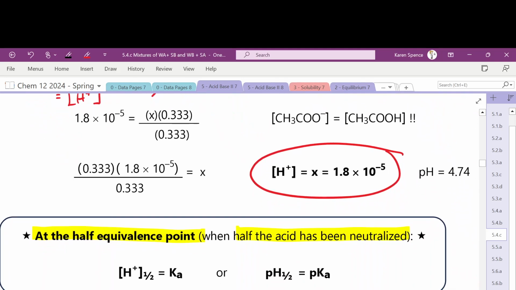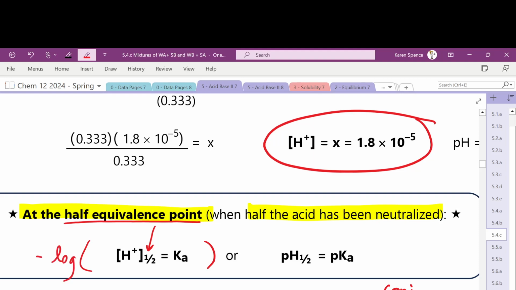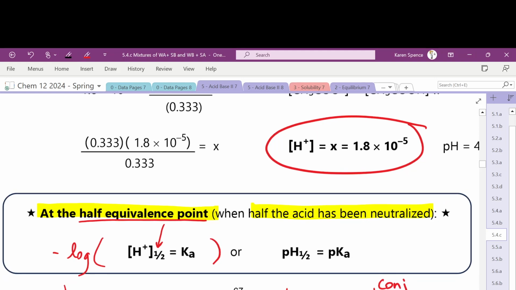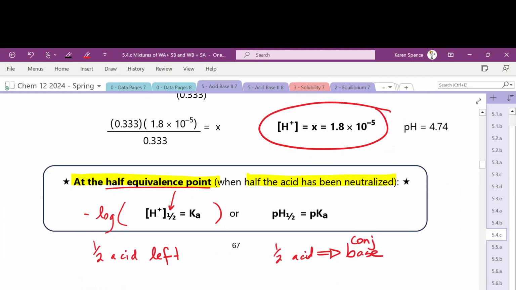So at the half equivalence point, the concentration of H plus, we label it like this with a little 1/2 at the bottom, okay? H plus at the half equivalence point is equal to the Ka. And we can take the negative log of both sides. That finds the p-value, yes? So the pH at the half equivalence point is equal to the pKa, yeah? All right, so that's where we got to last time.